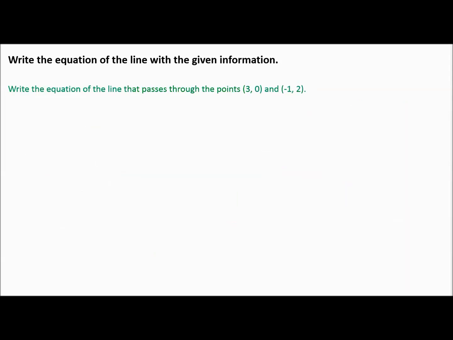Here we are again. Write the equation of the line that passes through the points (3, 0) and (-1, 2). So I want you to get in the habit of, when you see this, you write down y equals mx plus b. I also want you to remember that you have to substitute for m and b. Okay, so you need to know what m is, you need to know what b is. If you don't have m, then you've got to find it in some way. Pretty easy to find when you're given 2 points.